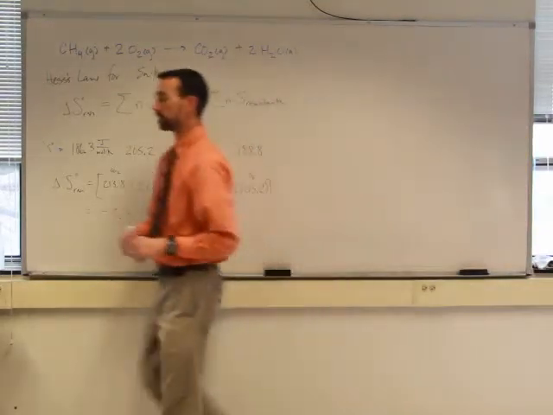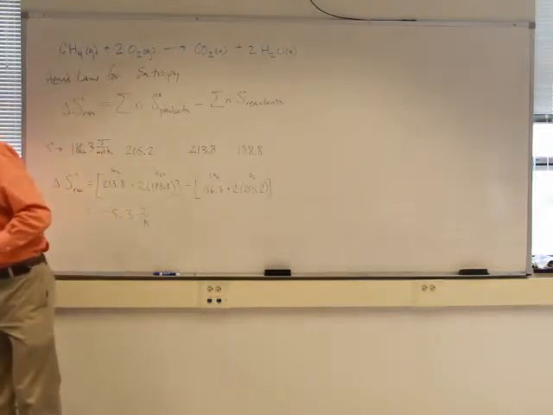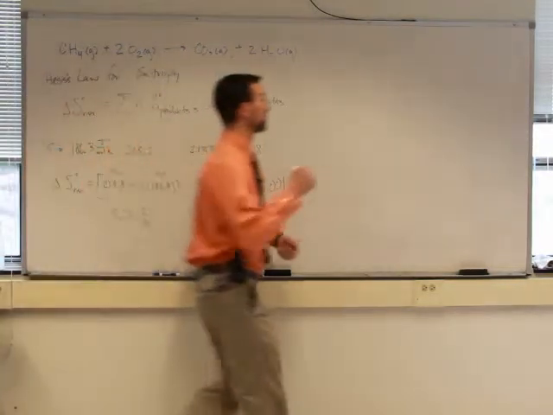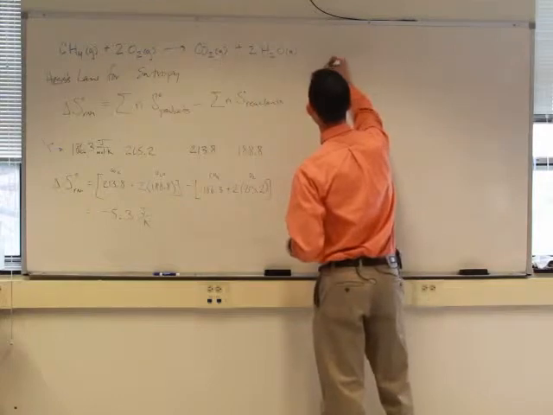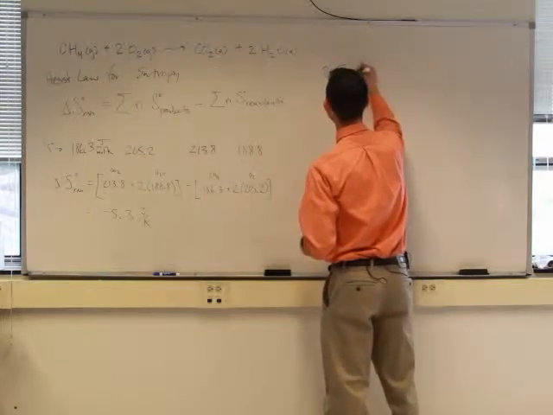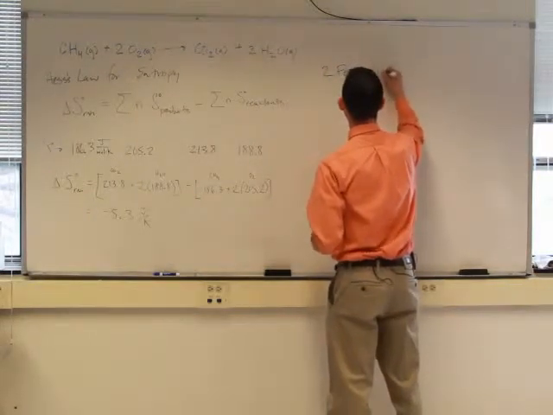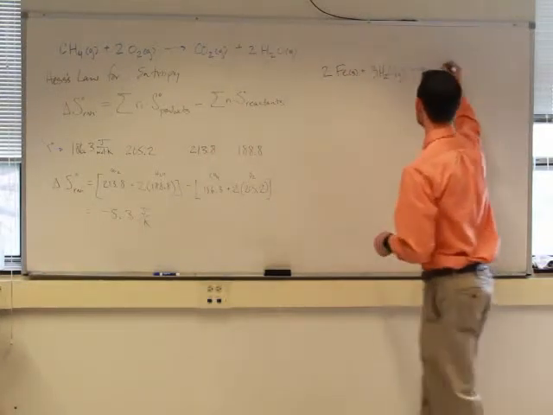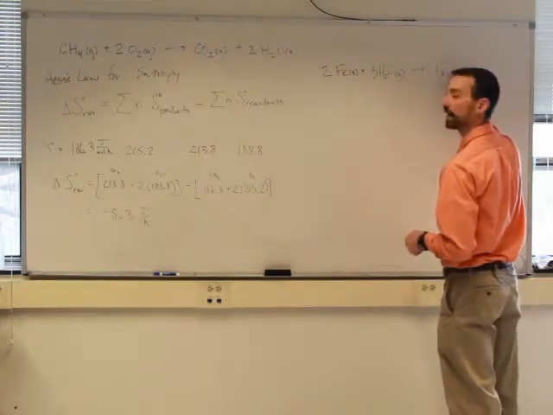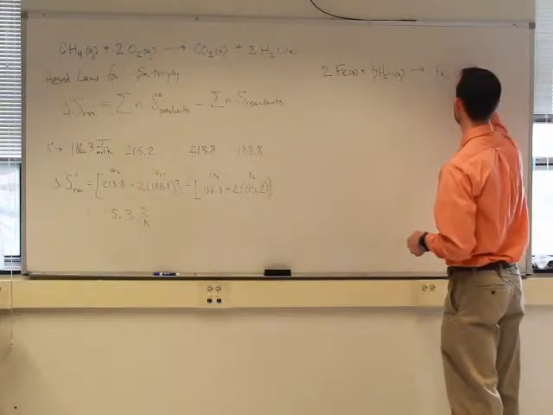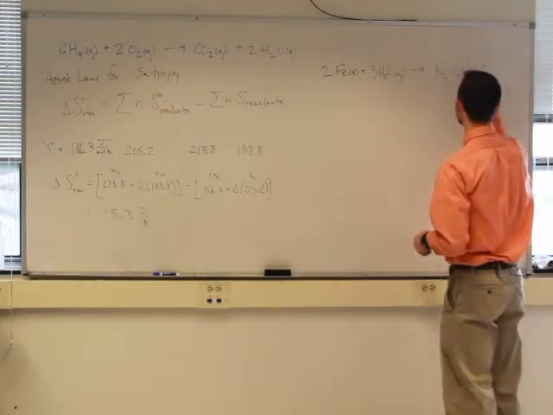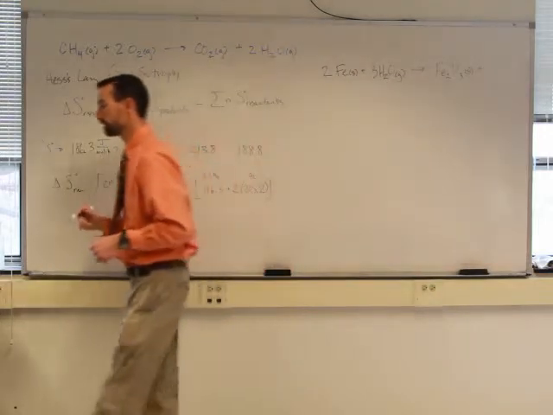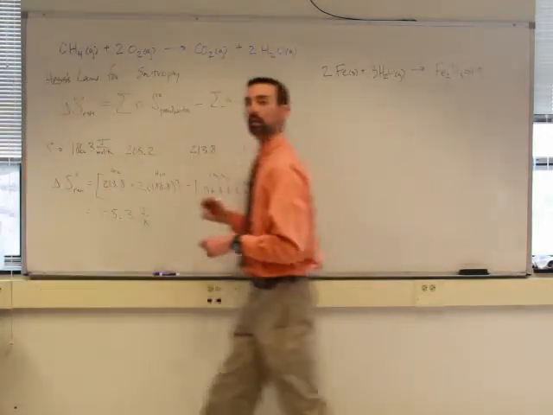Okay. So another reaction, 2 iron plus 3 water vapor. So 2 moles of iron, which is a solid, plus 3 H2O gas. This is going to produce iron 3 oxide, Fe2O3 solid, plus 3 moles of hydrogen gas.